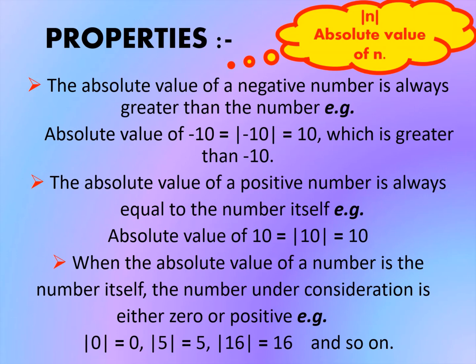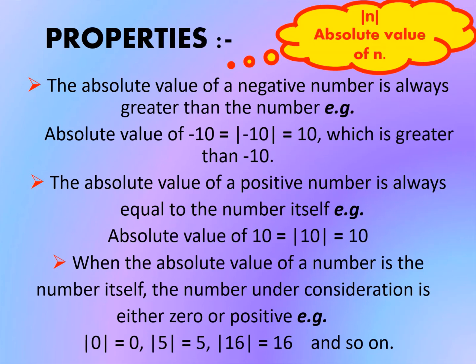Now let's talk about properties of the absolute value of an integer. The absolute value of a negative number is always greater than the number. For example, the absolute value of -10 is 10, which is greater than -10. Second, the absolute value of a positive number is always equal to the number itself. For example, the absolute value of +10 is +10.